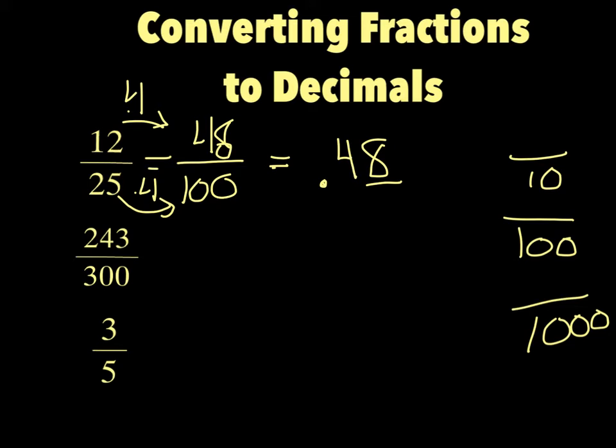Sometimes we need to simplify down to one of our tenths, hundredths, or thousandths. So if I'm looking at 33/300, I know I can simplify it down to hundredths. So I'm going to rewrite this as an equivalent fraction out of 100. So I divided this by 3, so I can divide this by 3.